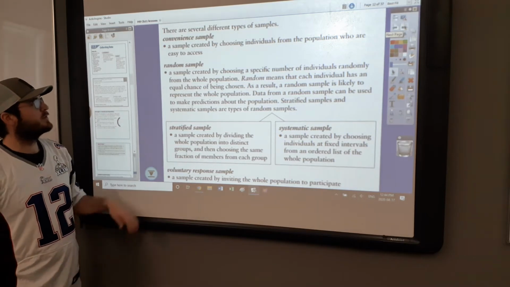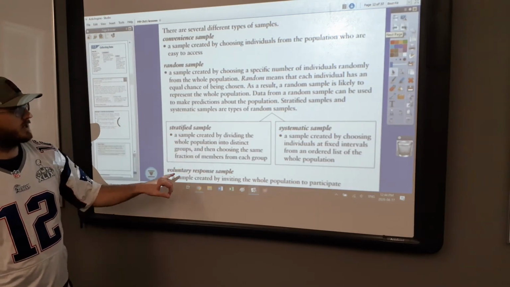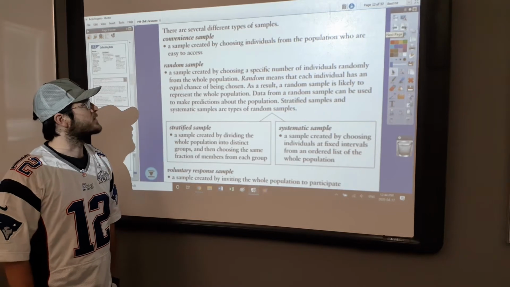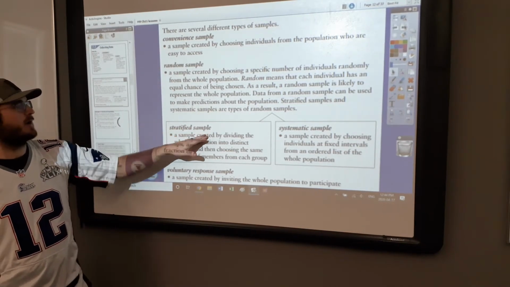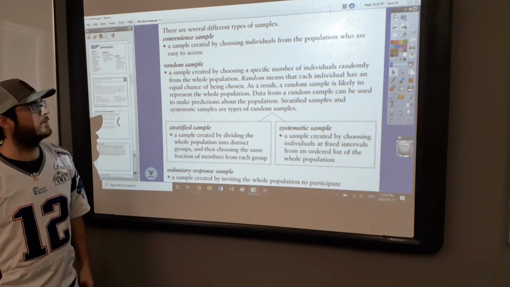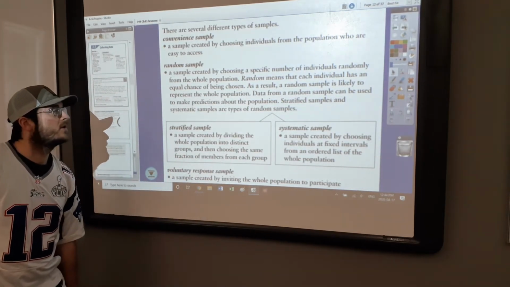Okay, so different types of samples, they're all listed here. You can read them. I'll just give an example of each. I guess there's three main ones, but random samples are split into two. We'll talk about the difference between those ones.